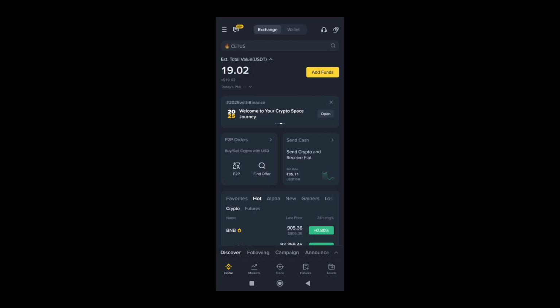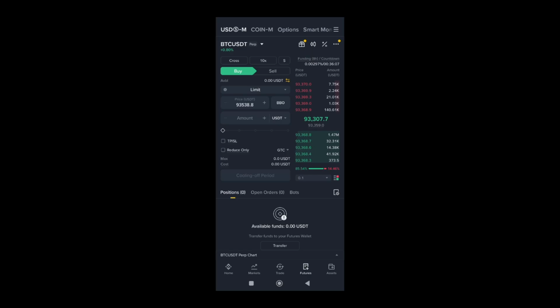Alright, let's get started. First, open the Binance app and log into your account. From the home screen, tap on Futures. This takes you into the Futures trading interface, where perpetual contracts are traded.